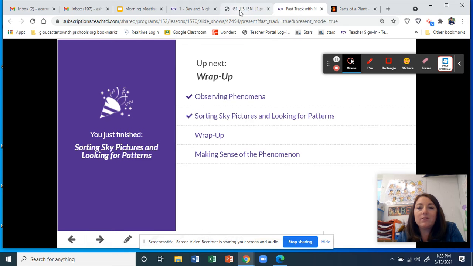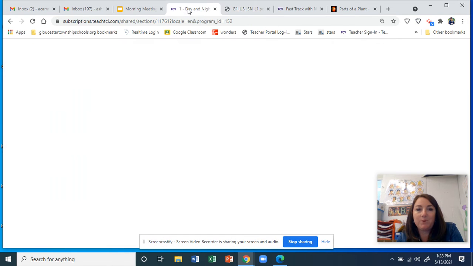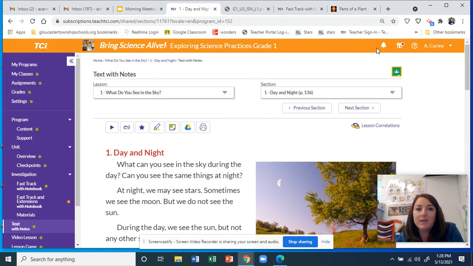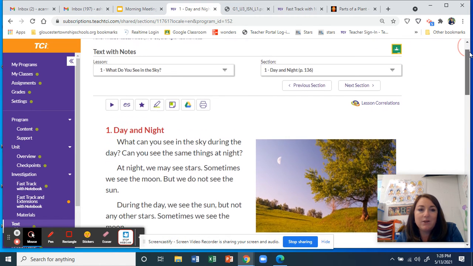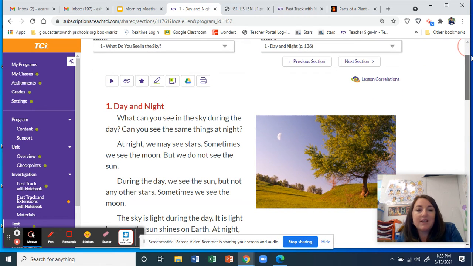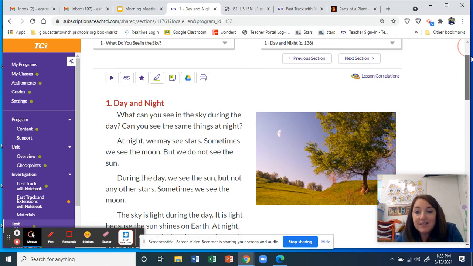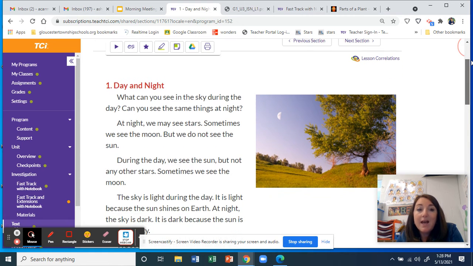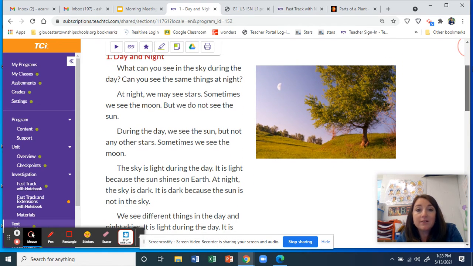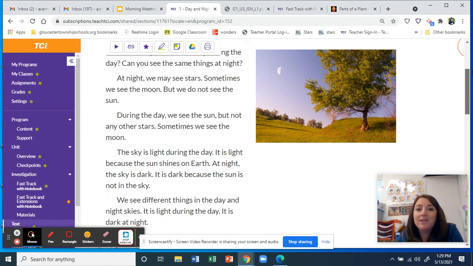All right, now let's take a look at the text for today that we're going to read. I'm going to read it to you. It says day and night. What can you see in the sky during the day? Can you see the same things at night? At night, we may see stars. Sometimes we see the moon, but we do not see the sun. During the day, we see the sun, but not any other stars. Sometimes we see the moon.